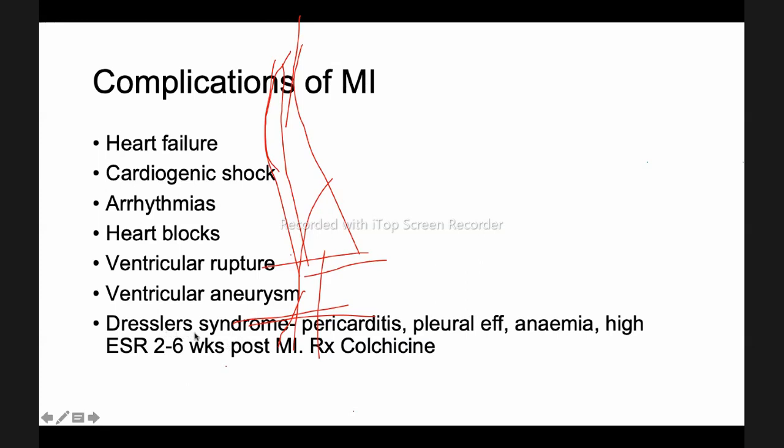And then you can have what we call Dressler's syndrome. You should look this up, please. It is pericarditis that comes after a myocardial infarction. You can even have a pleural effusion, anemia, high ESR. Usually it's a complication that comes post-MI, about 2 to 6 weeks after an MI. So they'll complain of chest pain, but it's worse when they are lying down. When they lean forward, they feel better. That is pericarditis. That's the pain of pericarditis. And we treat it with colchicine.